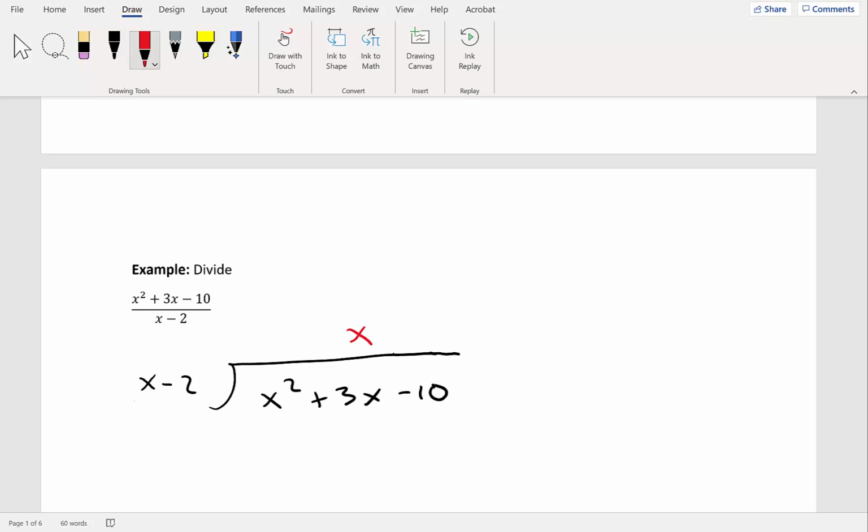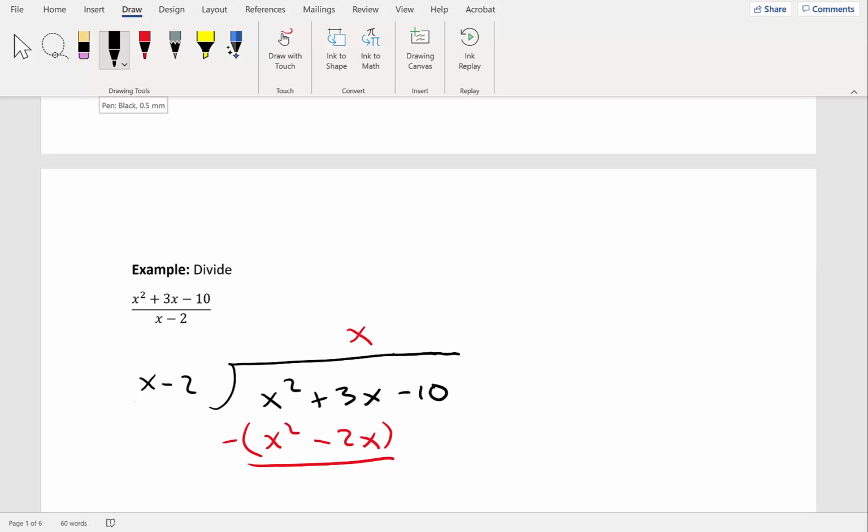So x times x gives me x squared, and now x times negative 2, I get negative 2x. Remember, the next step was to subtract. But be careful here because you're subtracting this whole binomial. So now I have x squared minus x squared. That cancels out, which is perfect. That's exactly what I want to happen.